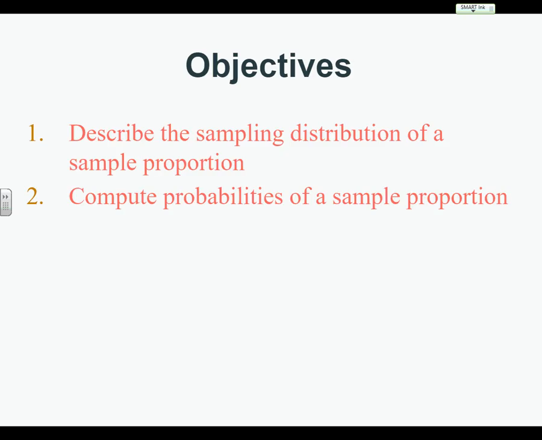So, two objectives from this video is to be able to describe the sampling distribution of a sample proportion. I'm still wanting to do shape, center, and spread, the three S's on that. Okay, so that's not changing. And then I want to be able to compute the probabilities of a sample proportion. Same as we did on the last one, we just have a few little tweaks we have to make.